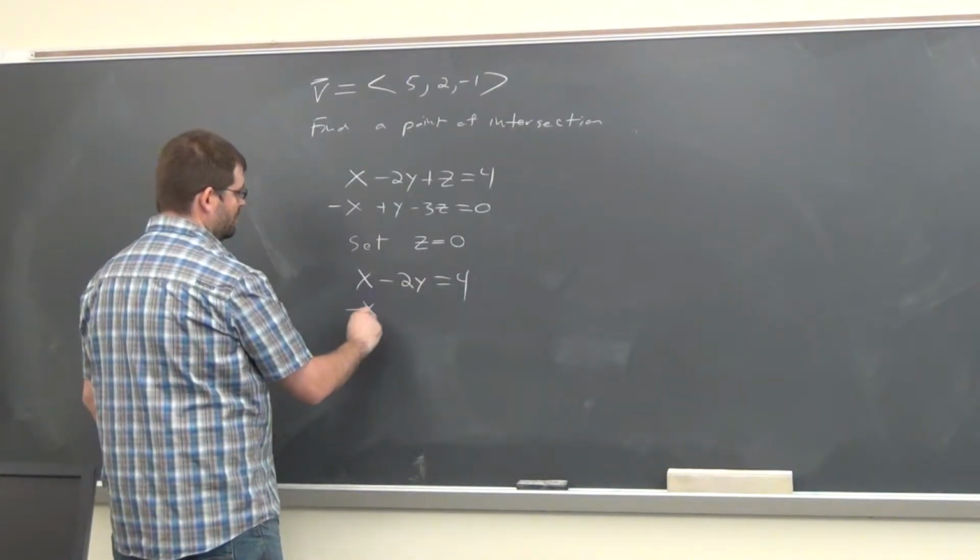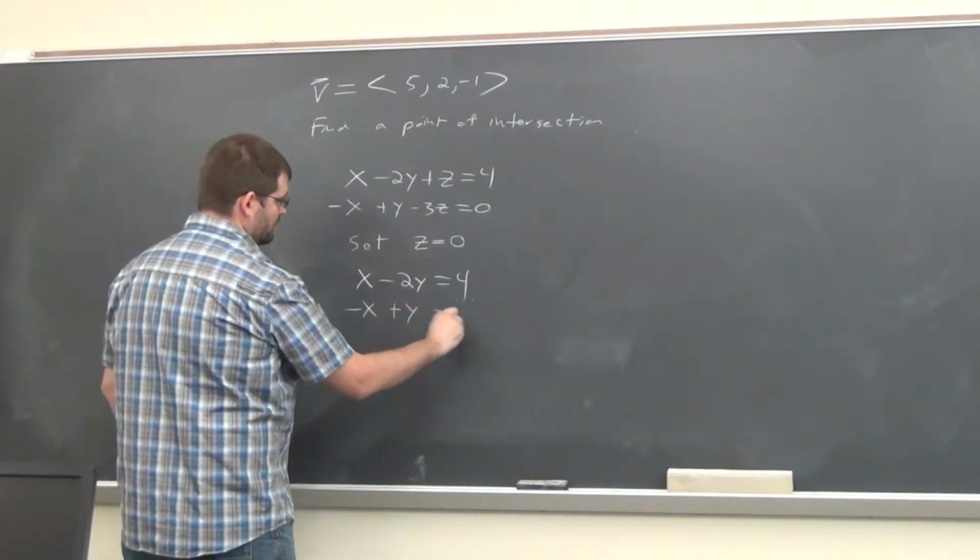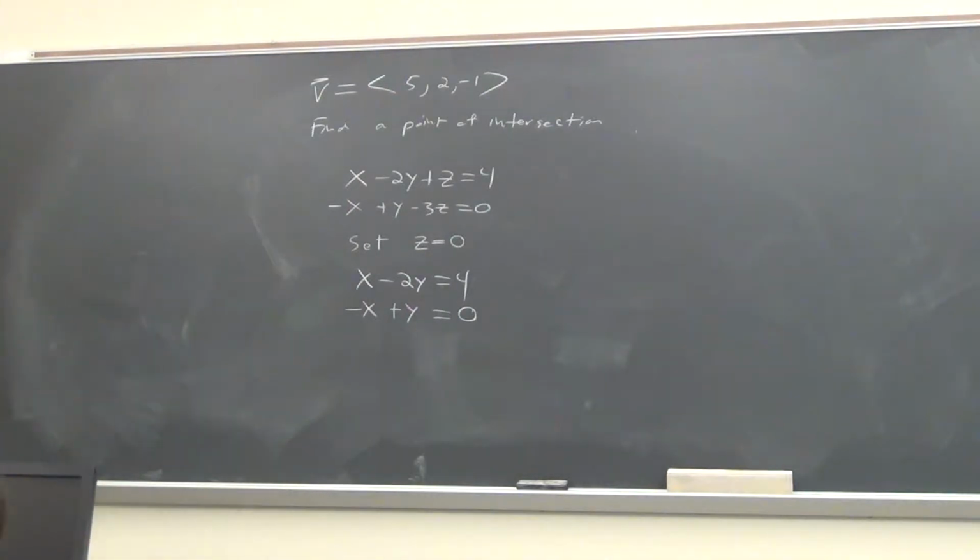I always just go with the z for whatever reason, but it doesn't matter. You can pick a different value. Does that make sense? And now we just have a system of two equations, two unknowns, so solve that however you want.